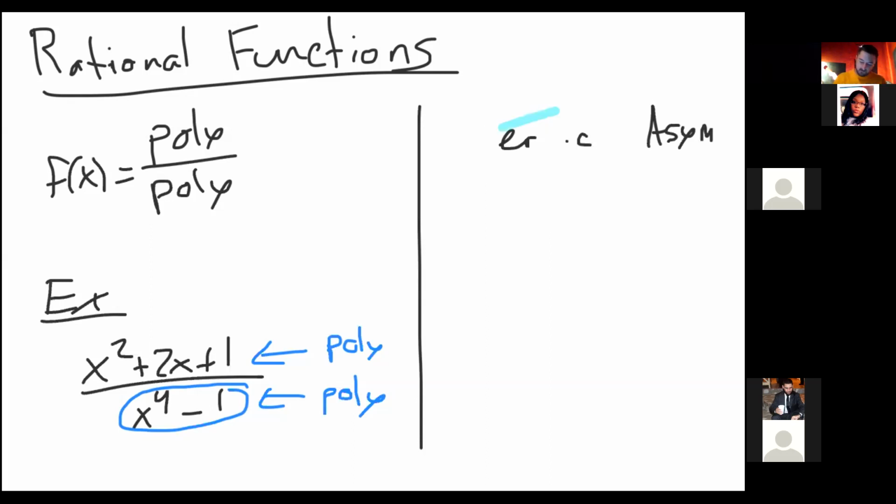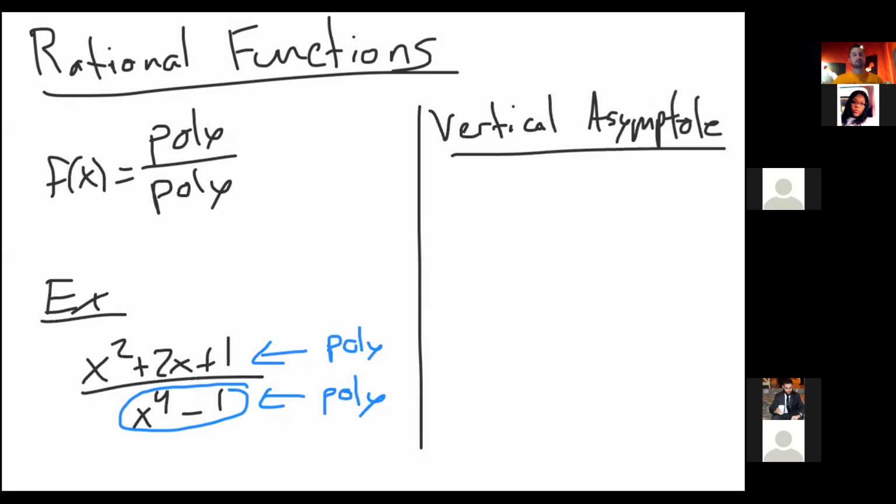I won't be able to fit asymptote. Let me rewrite that. Vertical asymptote. It's just these occur whenever your denominator is equal to 0. I'm going to just shorten denominator to denom.